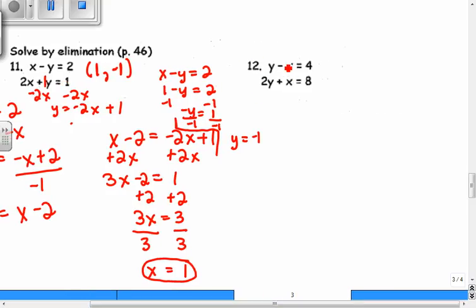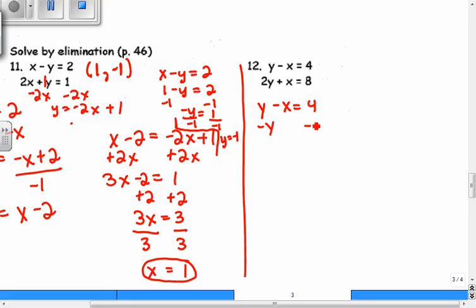This one, I've got minus an x here, plus x here. I think solving for x would be the easiest thing for us to do here. So I'm going to move this over so that we can have plenty of room to work on this problem. Okay, we want to solve for x. So we've got y minus x equals 4. Subtract y from each side. Negative x equals 4 minus y.